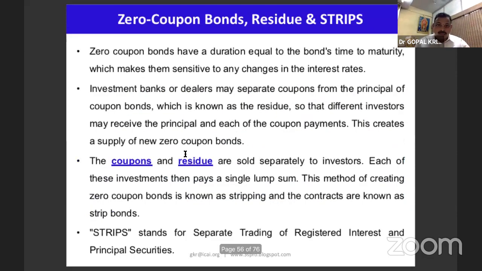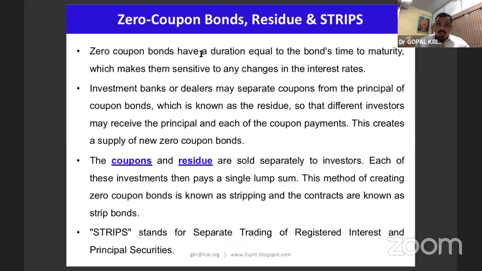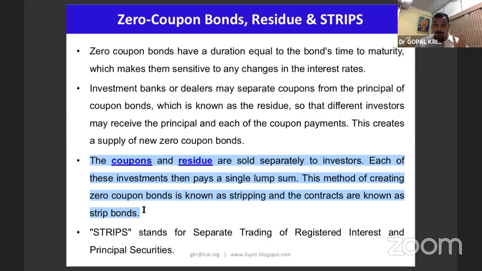Now, please understand this. Sometimes what will happen, the coupons and residue are sold separately to investors. So, 100 rupees is the bond value, made up of the residue and the coupon. Residue is the principal. So I have issued at 70 rupees. Coupon is 30. So 70 plus 30 is 100.